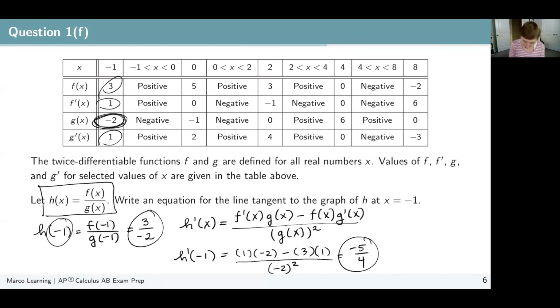Okay, so the tangent line equation, point slope form, y minus the y-coordinate, so y minus -3/2 will be y plus 3/2, equals the slope, -5/4, times x minus the x-coordinate. So x minus -1 becomes x plus 1. And we can leave that equation in point slope form. There's no need to simplify that to try and write it in slope intercept form.